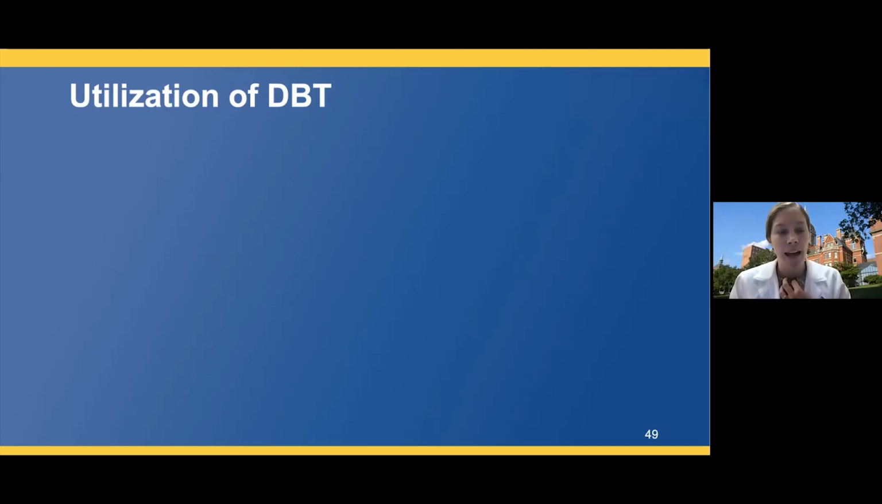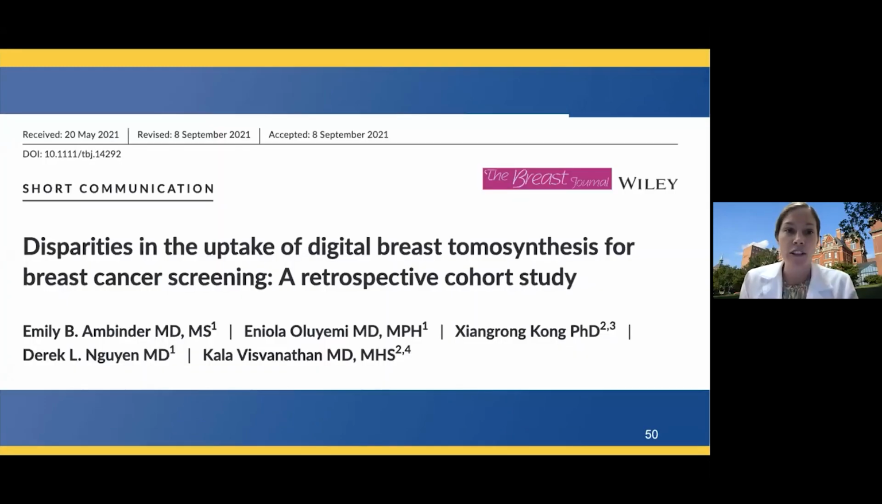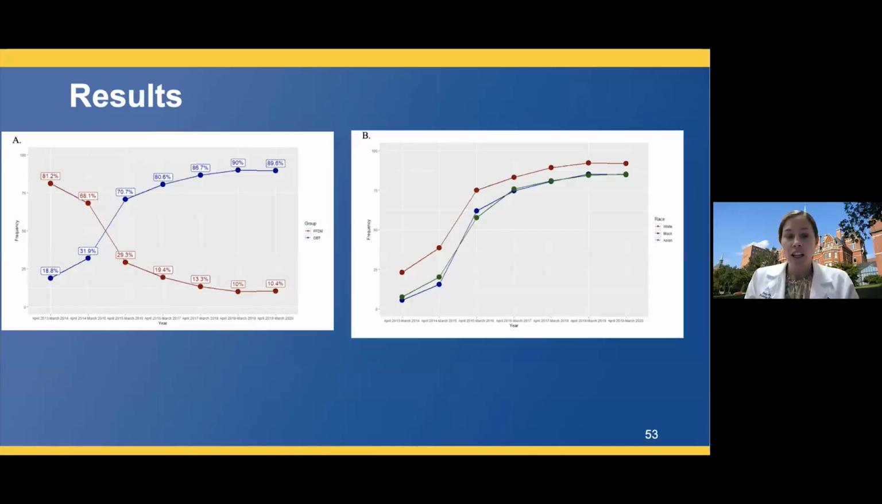I have an interest in access to breast imaging, and part of that is the utilization of breast imaging. So our group did a study recently looking at the utilization of tomosynthesis at our own institution. We started doing breast tomosynthesis in 2013. And we found that although most insurances do cover it, not all of them do. And we were hypothesizing that there were disparities in who was actually having their screening mammograms performed with tomosynthesis. And this is what we found in that study.